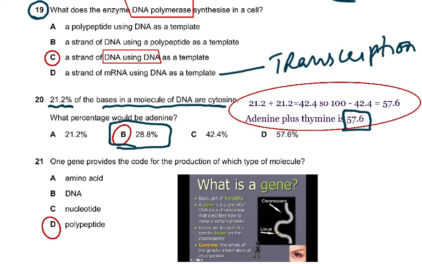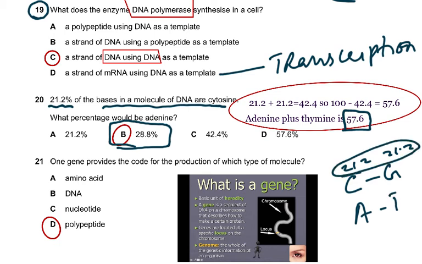So 21.2 are cytosine. So the same would be guanine. If this is 21.2, then this is also 21.2. Then we have A and T. So 21.2 plus 21.2 is 42.4. And so 100 minus 42.4, whatever is left, and then you halve that. Then question 21.